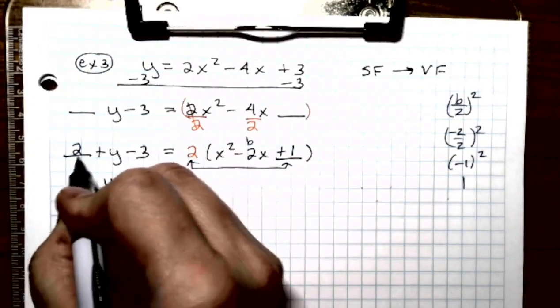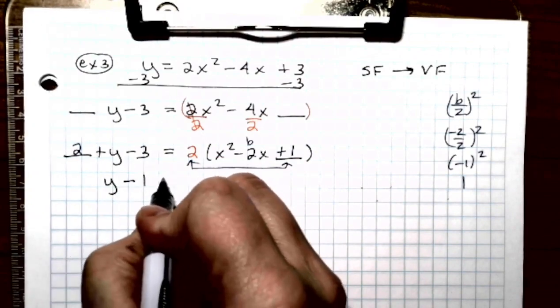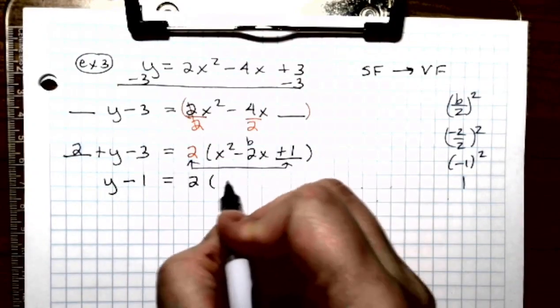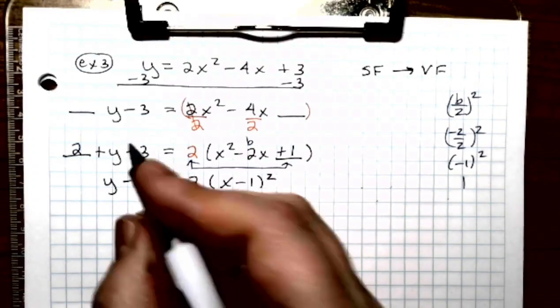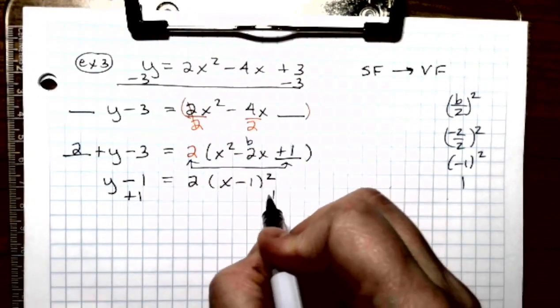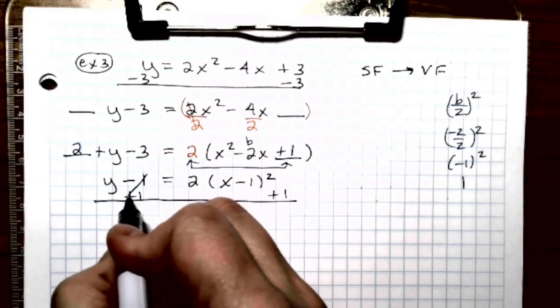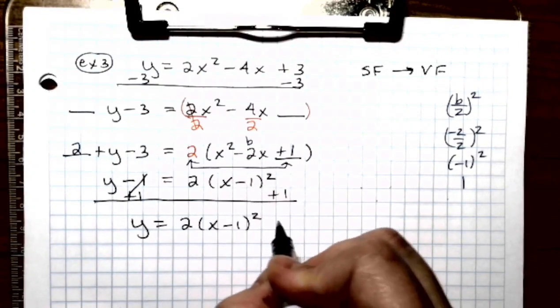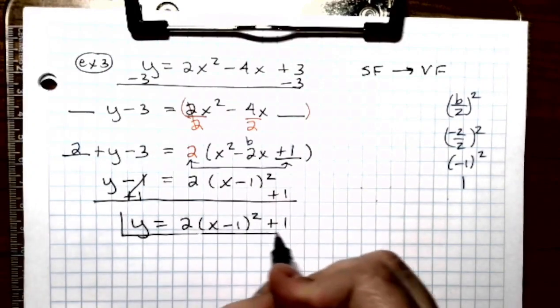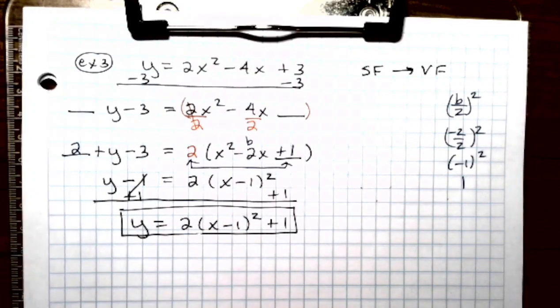I have y, and 2 minus 3 is -1 equals 2, and then complete the square, you get x minus 1 squared. So we are almost in vertex form. The last thing we need to do is add 1 over to the right, and you get y equals 2 times x minus 1 quantity squared plus 1. And we have our vertex form.